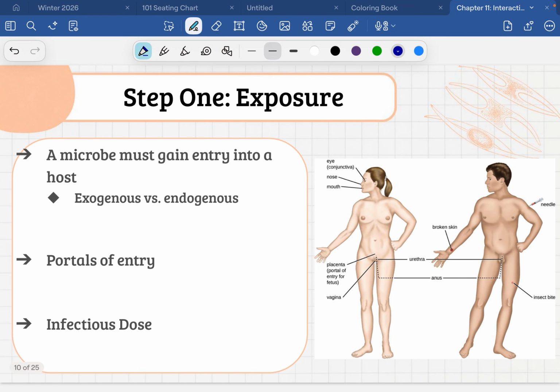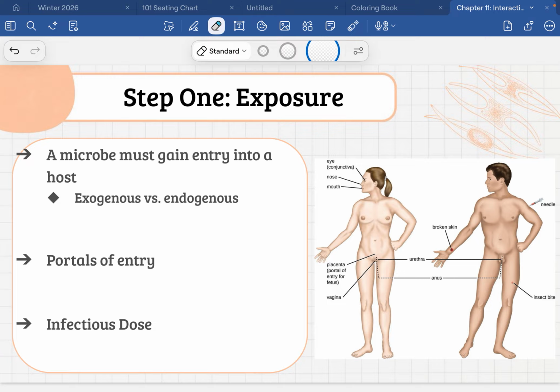Okay, so step 1 of bacterial pathogenesis. All of these steps have to do with bacterial pathogenesis. Step 1 is exposure. The first thing that a microbe has to do, and we're going to look at this from the perspective of the microbe, right? What the microbe is trying to do, the goal of the microbe, not the goal of the human. The goal of the human is to not get sick. We don't want to get sick. But we want to look at this from the perspective of the microbe.